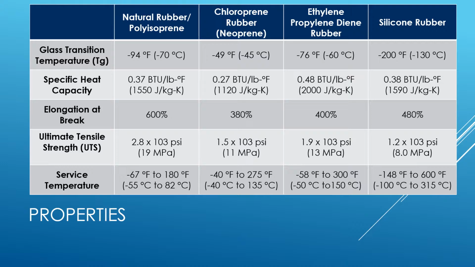Natural rubber, even though it has the highest elongation, has the smallest temperature range that it can be used in. Silicone has a very wide temperature range that it can be used in, from negative 148 degrees Fahrenheit to 600 degrees Fahrenheit. This allows it to be used in very extreme conditions, both very cold and very hot conditions.